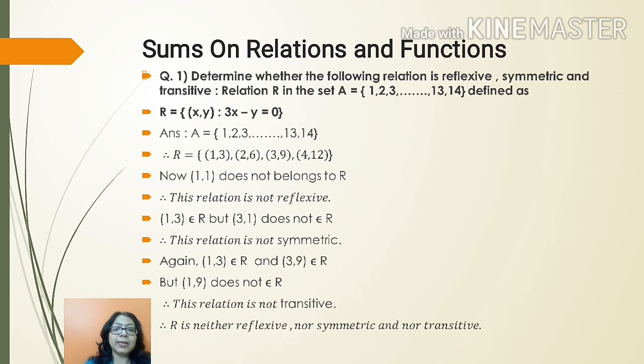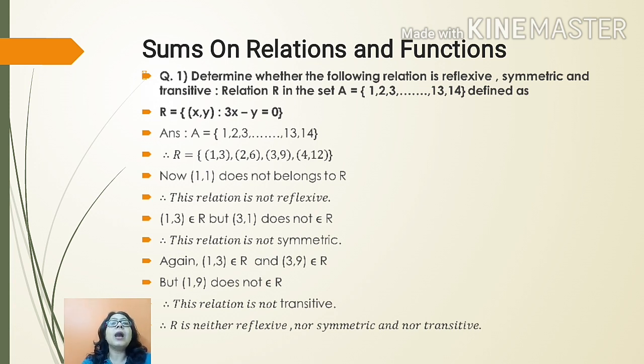Now I am explaining a few sums on this relations and functions chapter. First question: determine whether the following relation is reflexive, symmetric and transitive. For the set A equal to {1, 2, 3, ..., 14}, the relation R is defined as R equal to {(x, y): 3x minus y is equal to 0}. That is, y is equal to 3x.